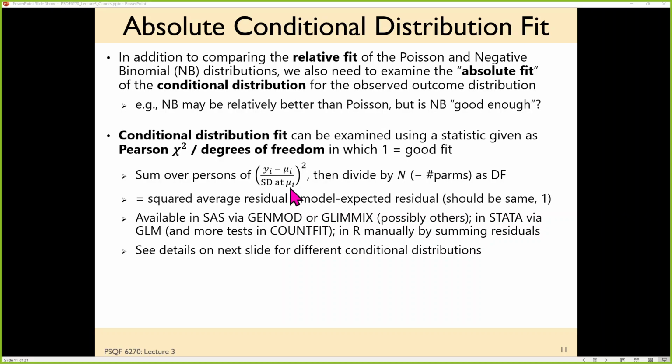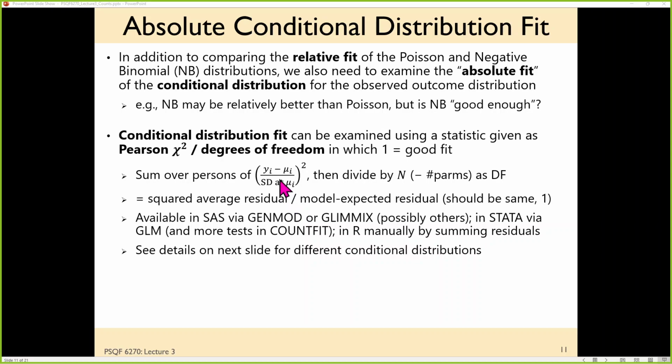Because in Poisson, mean and variance are one number. So mean is 5, that means variance is 5. The standard deviation should be the square root of 5. To the extent that it's not the square root of 5, like on average across people, your model's off. There's more variance in the data than is expected by the model. So your model is not adequately representing the variability. It's variance that we're concerned with in this case.